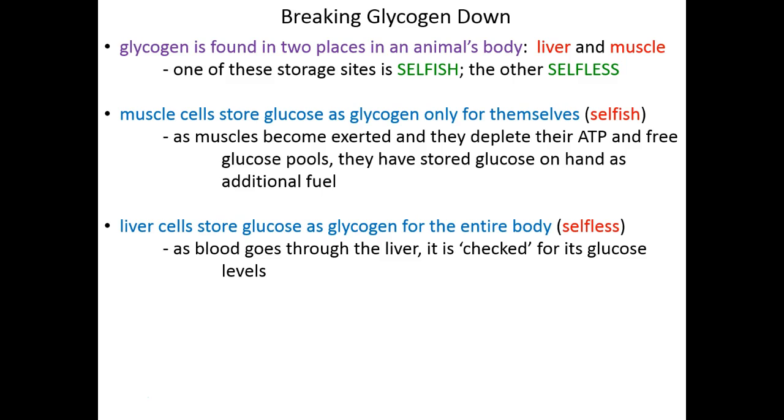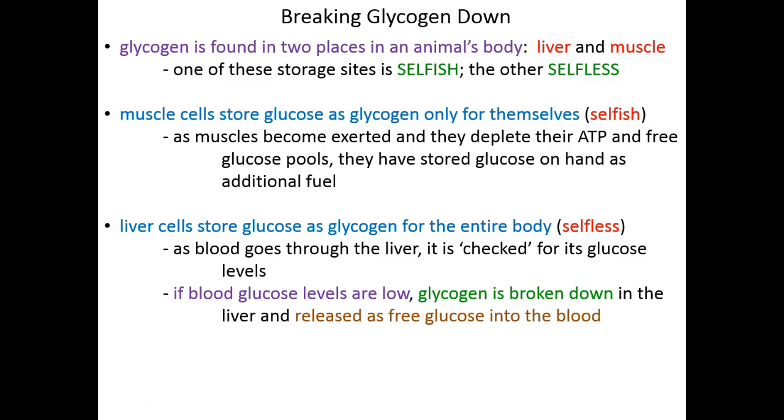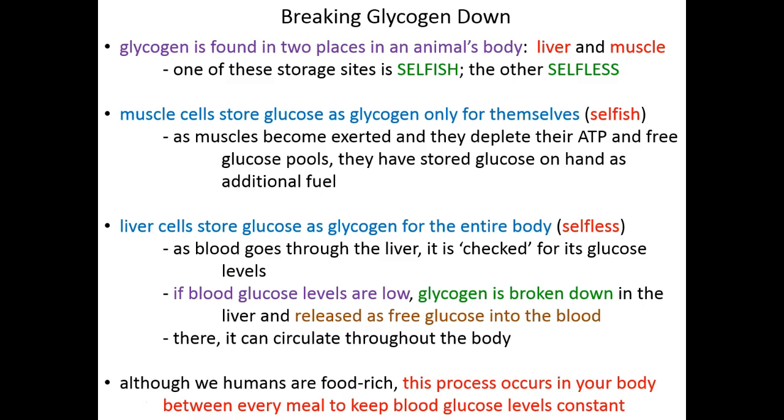As the blood goes through and is filtered by the liver, there are also cells there that check the blood glucose levels in that blood as it travels through the liver. If those blood glucose levels are low, that's received as a signal that the liver should begin breaking down its glycogen stores and release that glucose into the blood to reestablish normal blood glucose levels. Once that glucose is released into the blood from the liver, it can circulate throughout the entire body and literally feed the rest of the cells in the body.